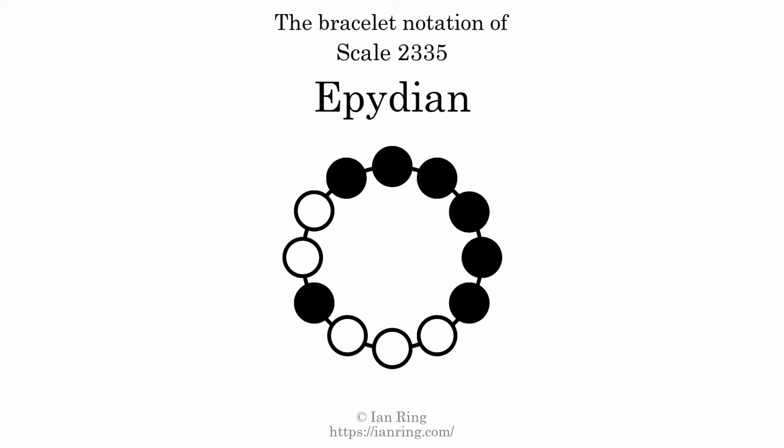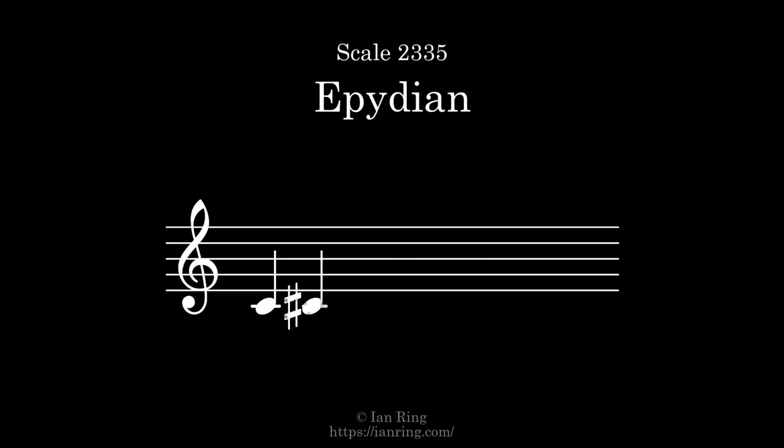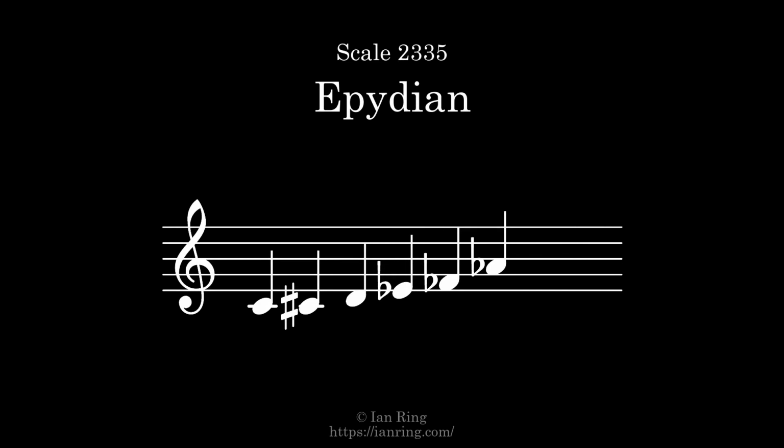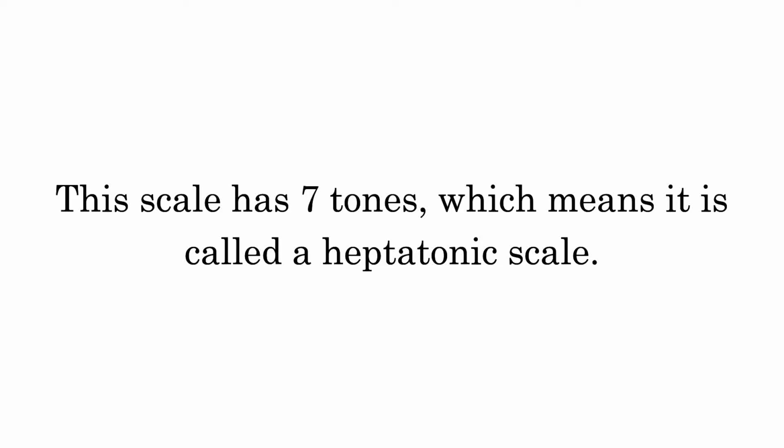2335, Epydian, which sounds like this. This scale has 7 tones, which means it is called a heptatonic scale.